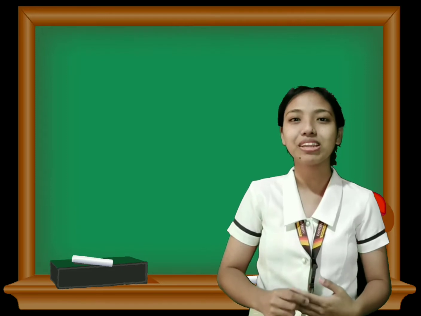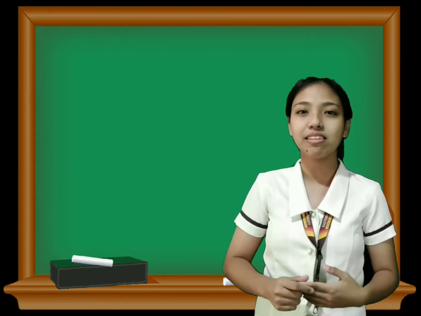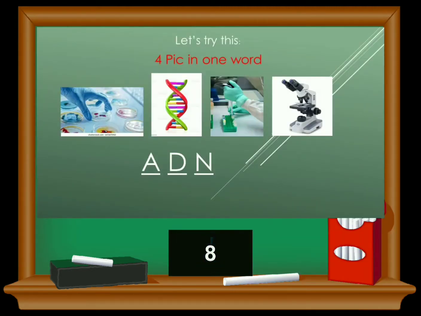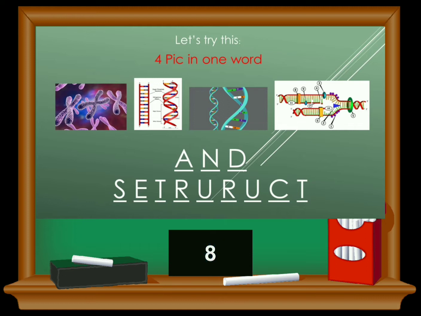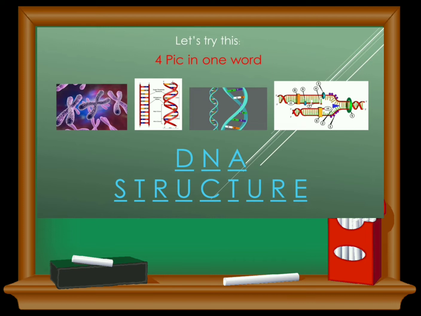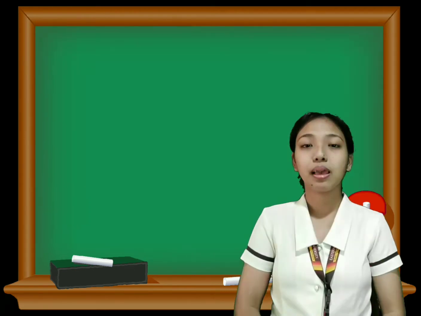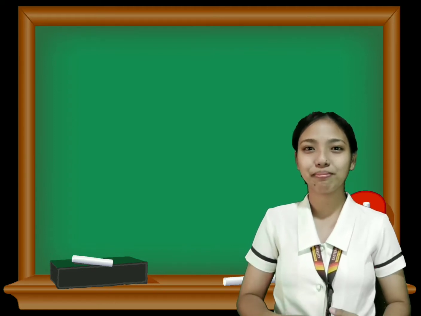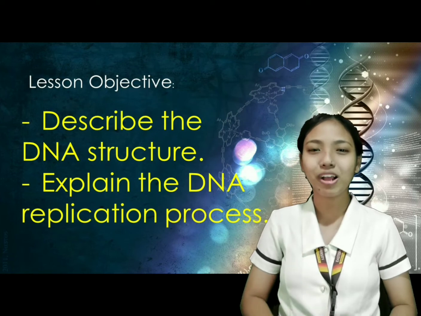Before we start our discussion, let's have an activity first, entitled 4 Pics in 1 Word. All you have to do is to guess the scrambled letters, and for each item I will give you 10 seconds to answer it. Based on our activity, what do you think our lesson for today is? Okay, very good. Our lesson for today is to describe the DNA structure and to explain the DNA replication process.